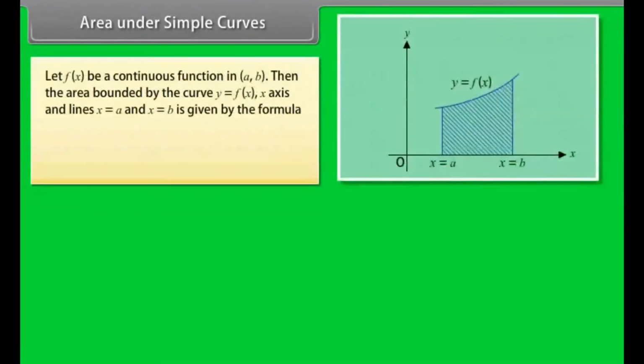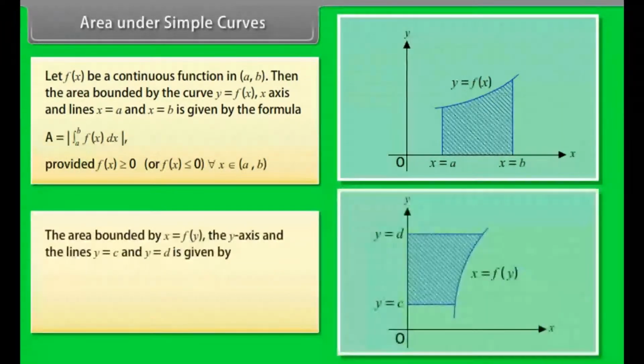Let f(x) be a continuous function in [a, b]. Then, the area bound by the curve y = f(x), the x-axis, and the lines x = a and x = b is given by the formula A = |∫ from a to b of f(x) dx|, provided f(x) ≥ 0 or f(x) ≤ 0 for each x belonging to [a, b].